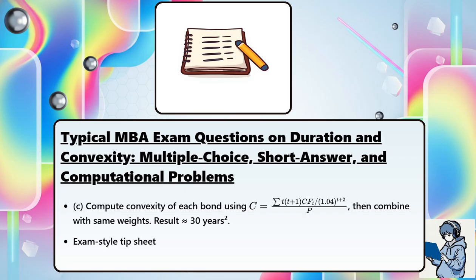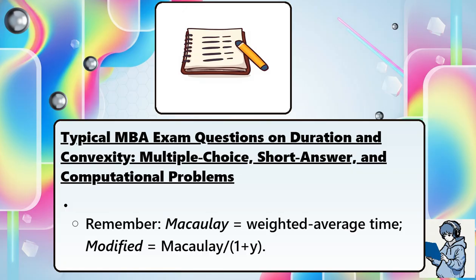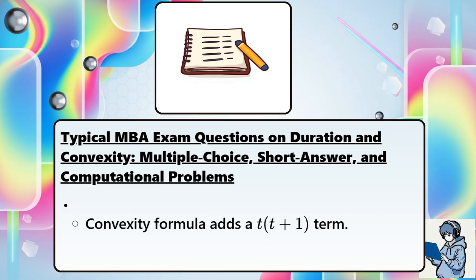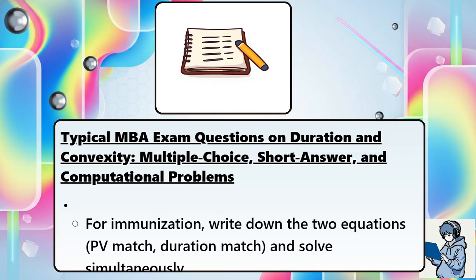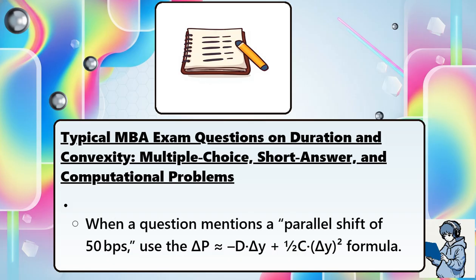Exam-style tip sheet. Remember, Macaulay equals weighted average time. Modified equals Macaulay divided by 1 plus yield. The convexity formula adds a T times (T plus 1) term. For immunization, write down the 2 equations, present value match and duration match, and solve simultaneously. When a question mentions a parallel shift of 50 basis points, use the formula delta P approximately equals minus duration times delta Y plus 1/2 convexity times delta Y squared.